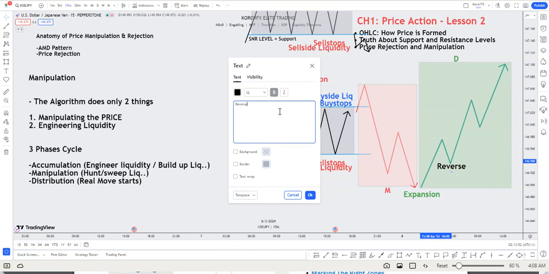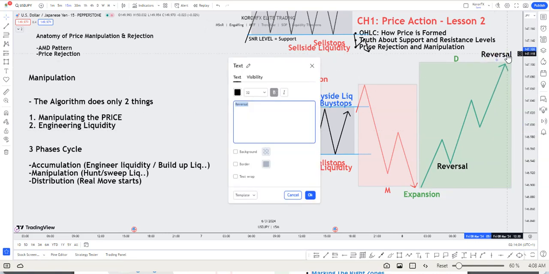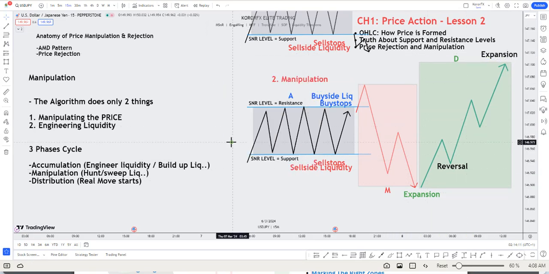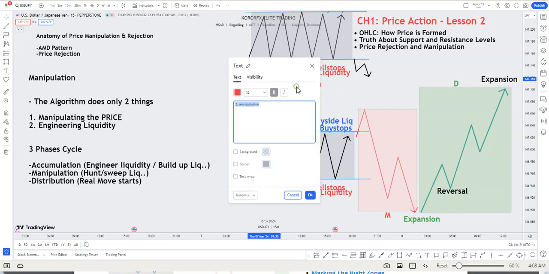So reversal happens here, and price will move from this level and then continues up and up until the expansion continues. So this is really what the AMD means. So we know the reason of accumulation. Okay, so this is what we are learning in the AMD pattern, guys.